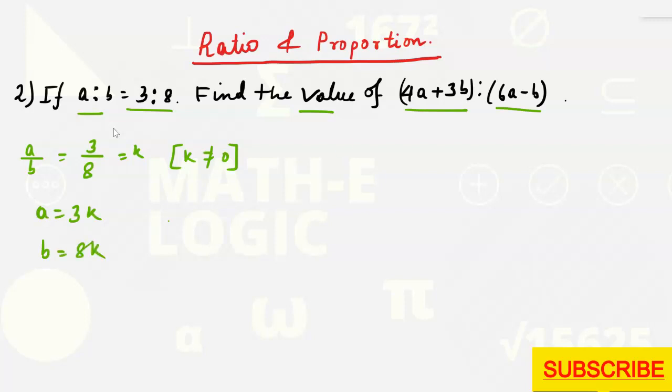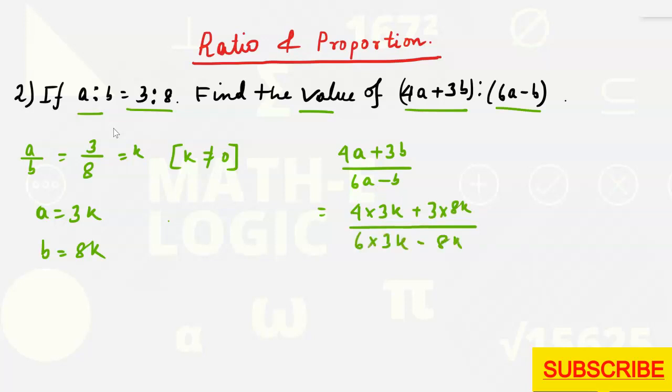So 4a plus 3b divided by 6a minus b. 4 multiplied by 3k plus 3 multiplied by 8k divided by 6 multiplied by 3k minus 8k. 4 into 3 is 12, 3 into 8 is 24, 24 plus 12 that is 36k, divided by 3 into 6 is 18 minus 8 that is 10k. So k and k cancel out. 36 and 10 cancel out, we get 18 by 5. That means 18 is to 5 is the correct answer for the second one.